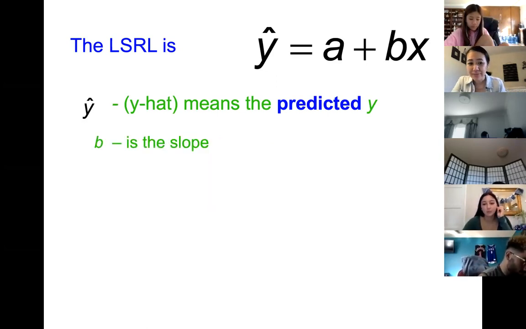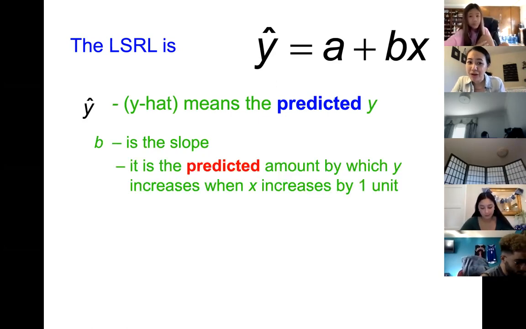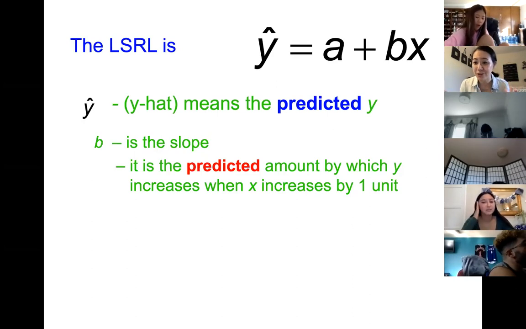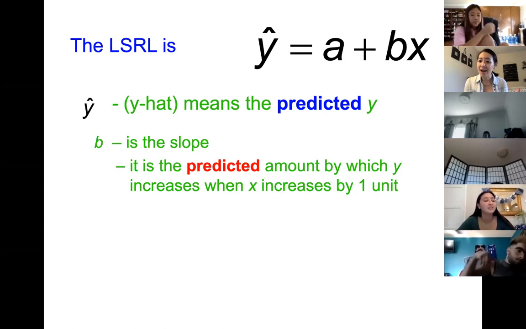So B, that's your slope, the number in front of X. And the B represents the predicted amount by which Y increases or decreases when X increases by 1 unit. So hopefully that looks kind of similar to your concept of slope from algebra 1, right? When X increases by 1, the Y will change by whatever value the slope is.